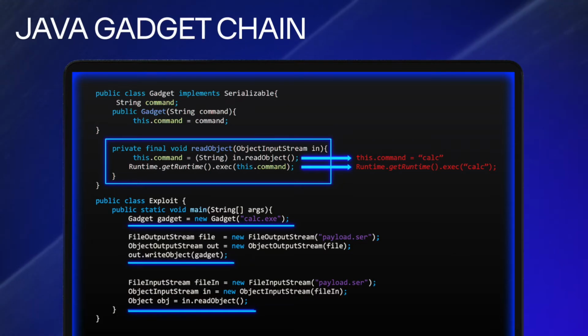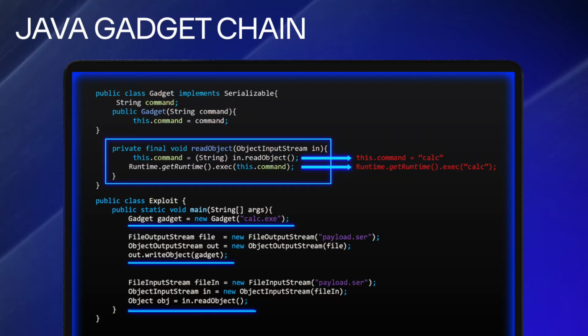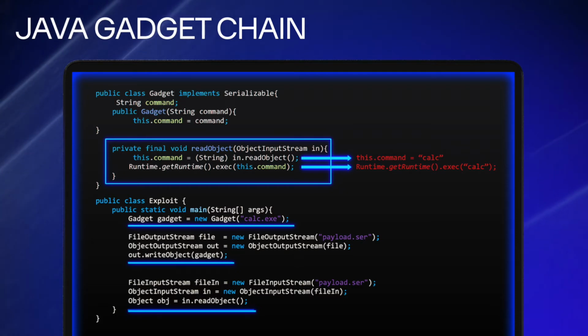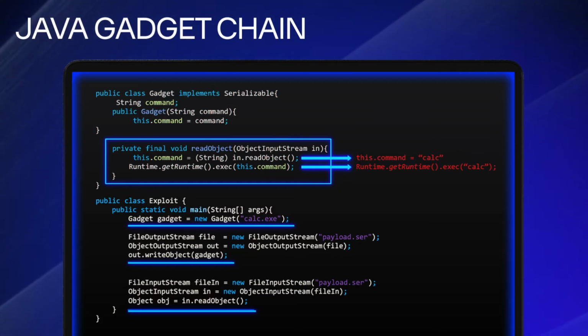So what is a gadget chain? A gadget chain is a combination of gadgets, and a deserialization gadget is a class residing within the application code or library. It must be reachable by the Java class loader. The class can be used to facilitate an attack. I have an example here.